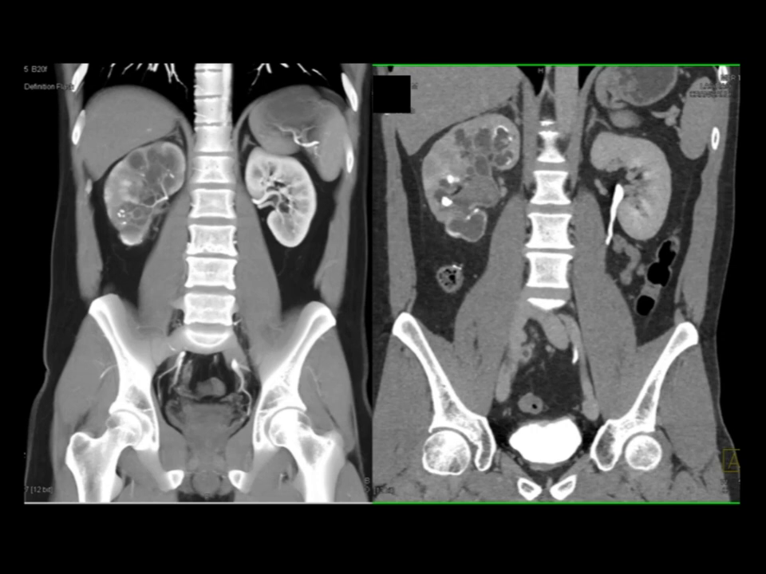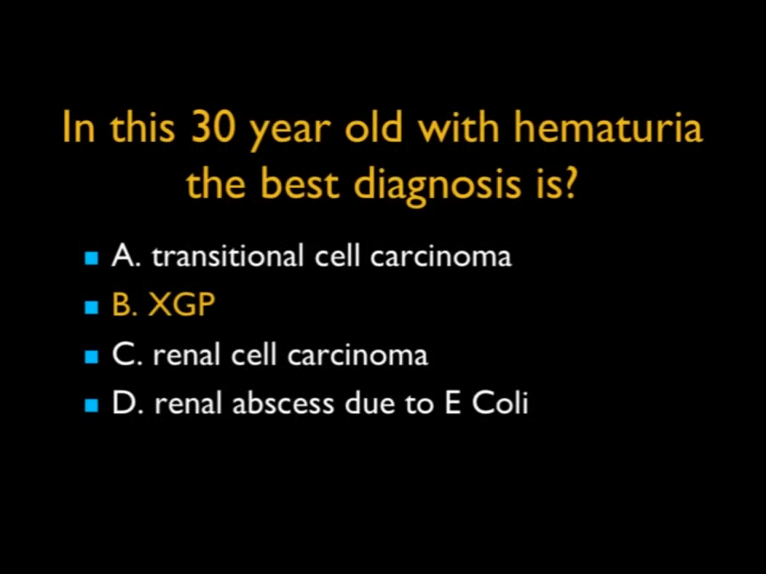Renal cell really doesn't look like this. This could be an abscess, multiple calyces involved, but when you talk about calyceal involvement, calcification, stretching of vessels, you've got to be thinking about XGP, xanthogranulomatous pyelonephritis. Just a wonderful case.